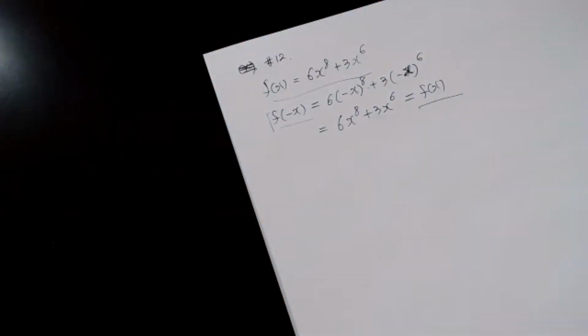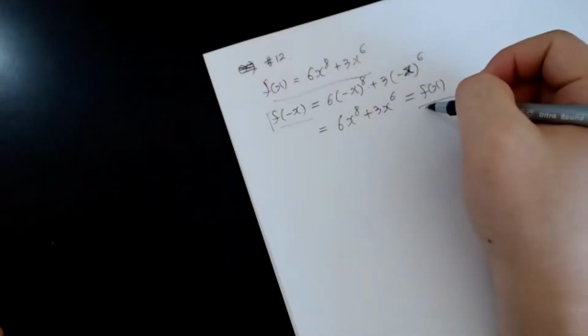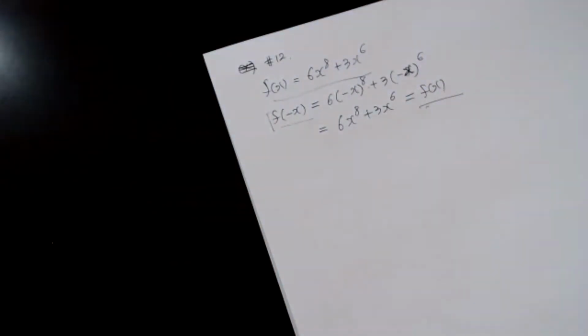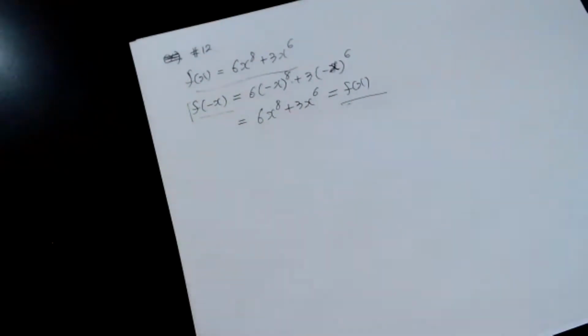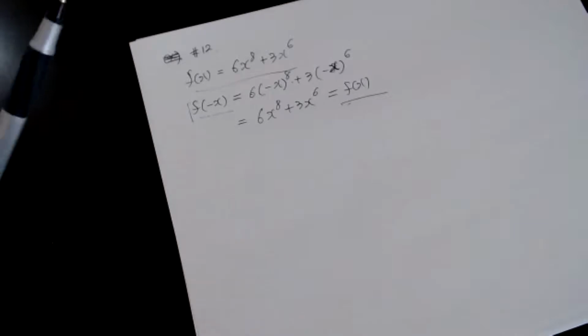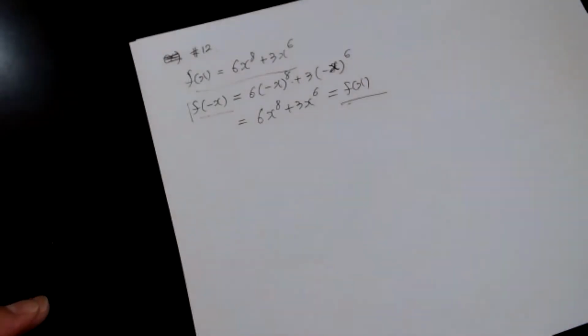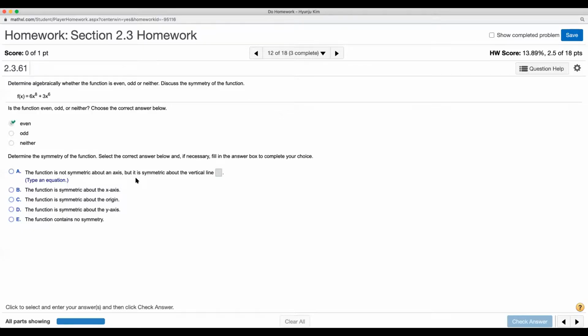So you can do it that way algebraically. Or, as I told you, just use the characteristic of even functions: a combination of even functions is still an even function. But that kind of property cannot be applied to all even functions. Keep this in mind. So now, let's see, the second question in number 12.